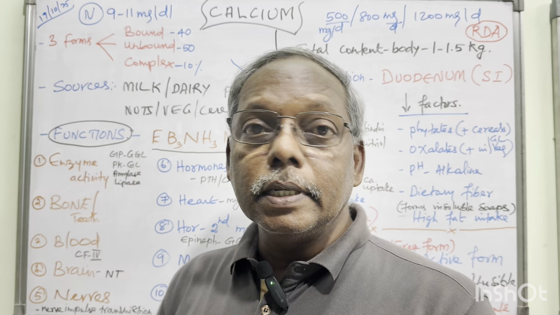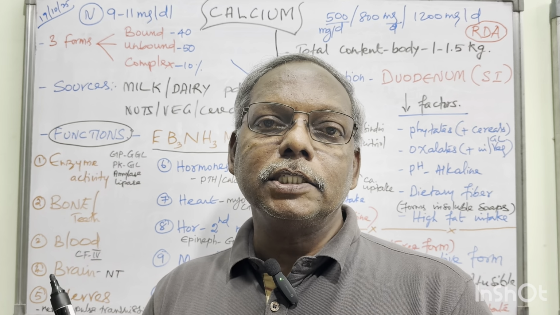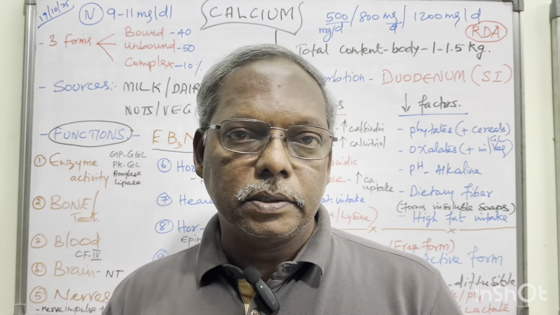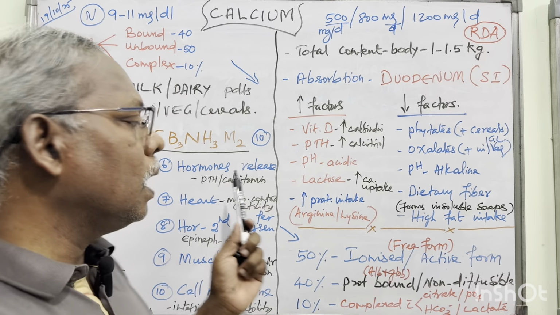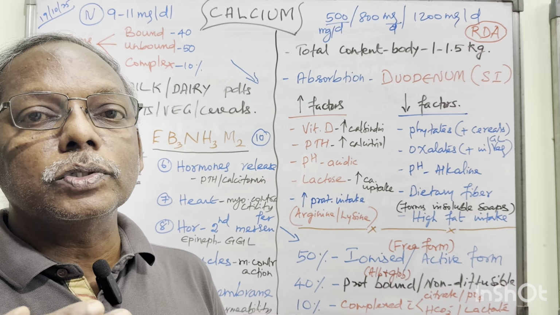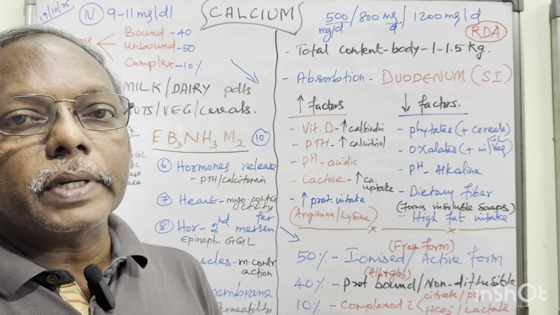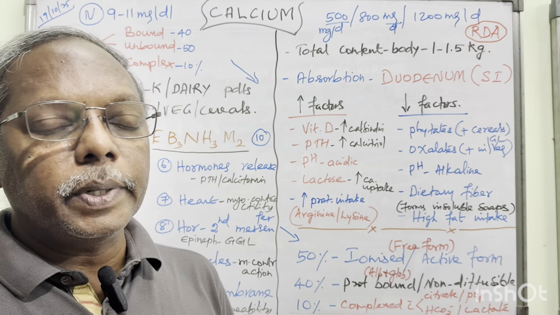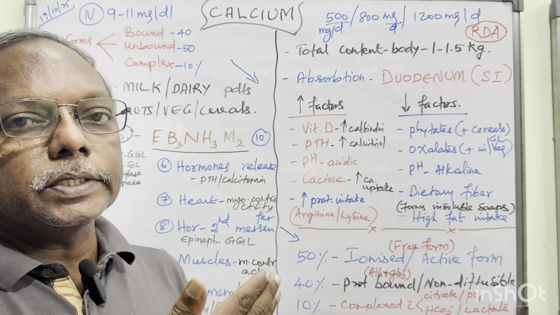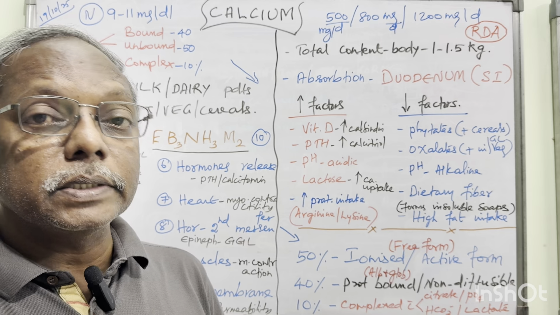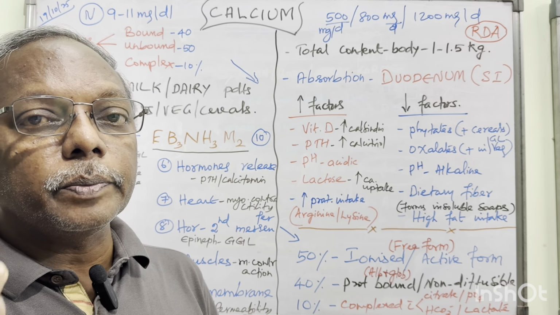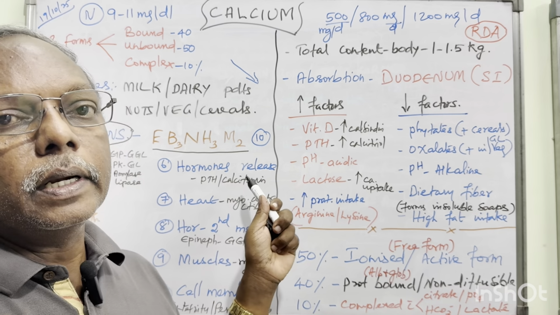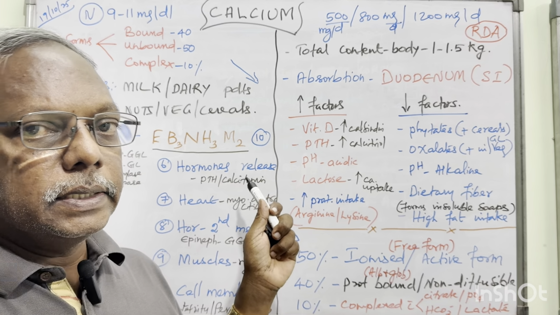Then next one is nerves. Transmission of nerve impulses always needs calcium ions, right? Next one is hormone release. Some hormones are released with the help of calcium only. Example, parathyroid hormone and calcitonin. Parathyroid hormone is synthesized from the parathyroid gland and calcitonin is synthesized from the parafollicular cells of the thyroid gland. These two require calcium for their release.